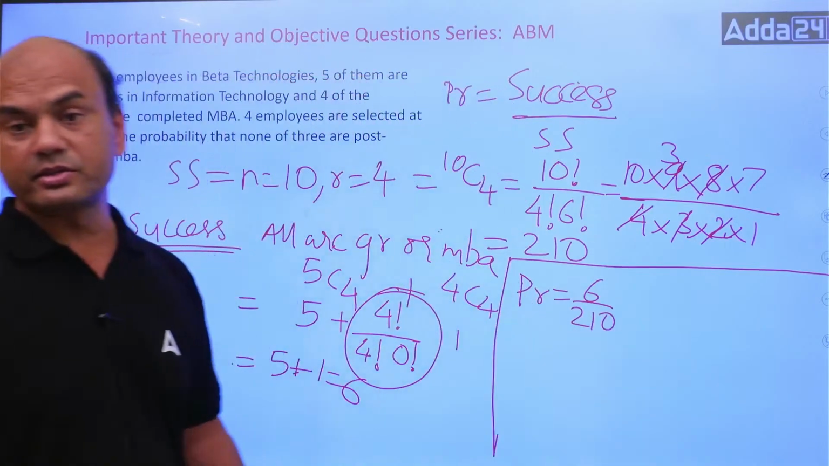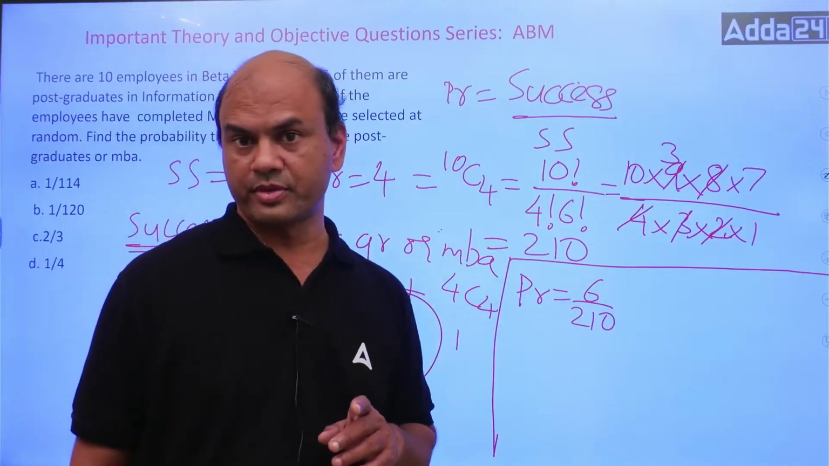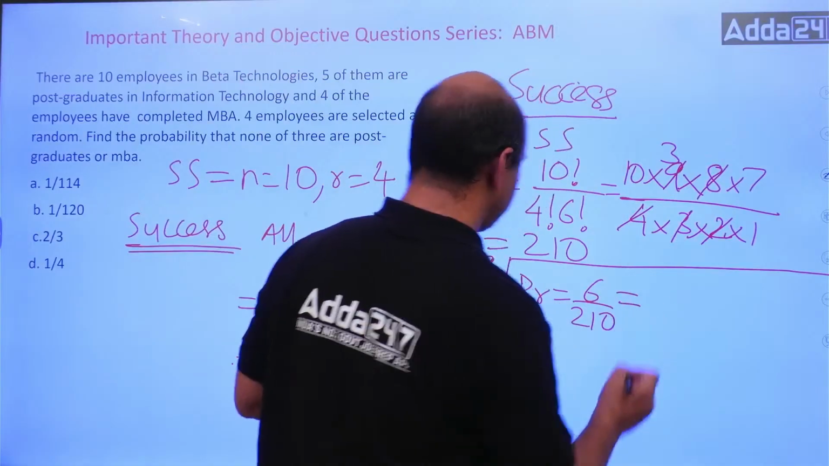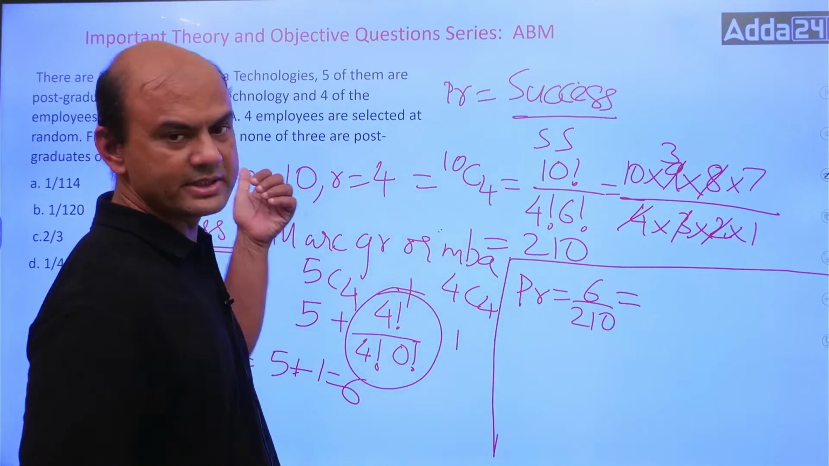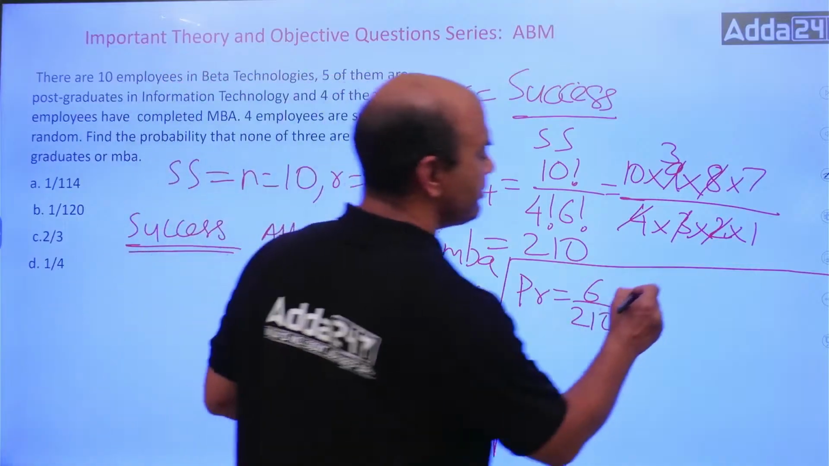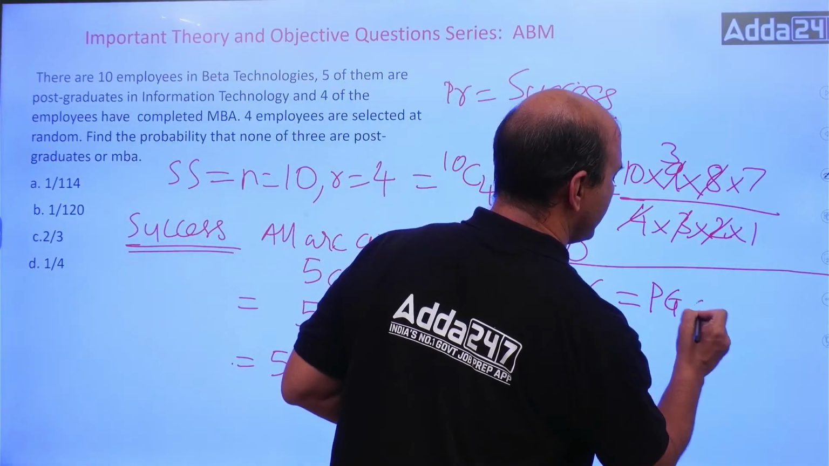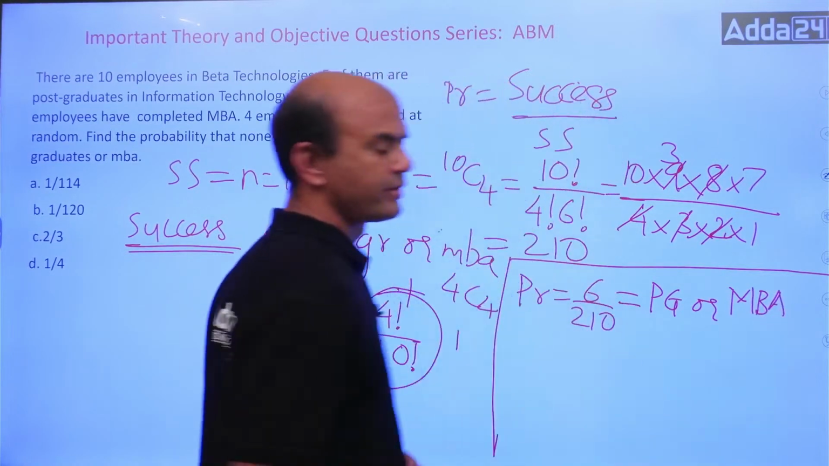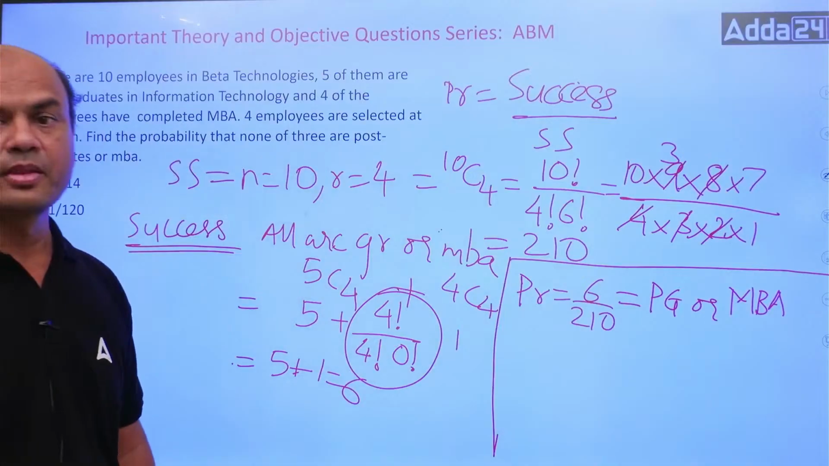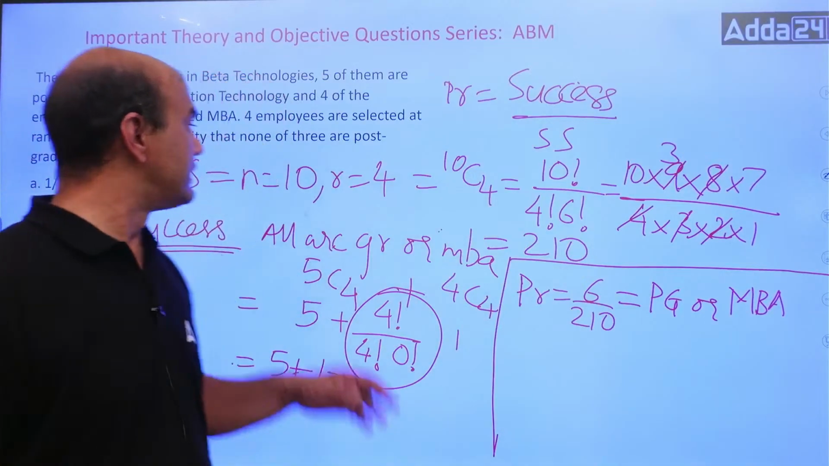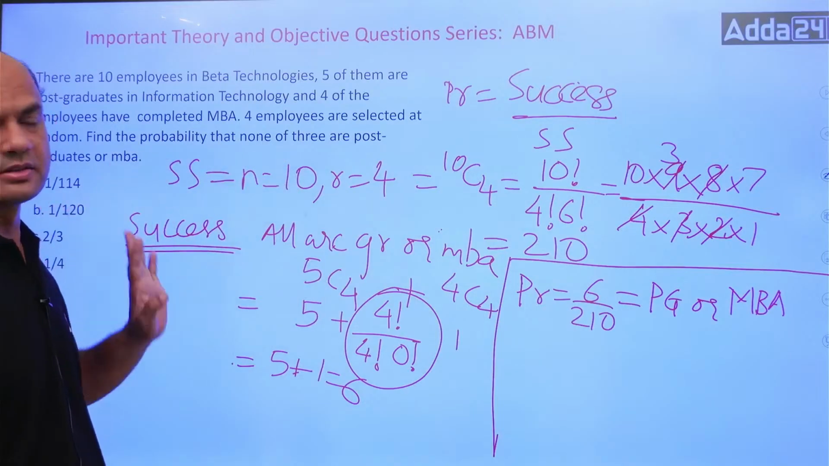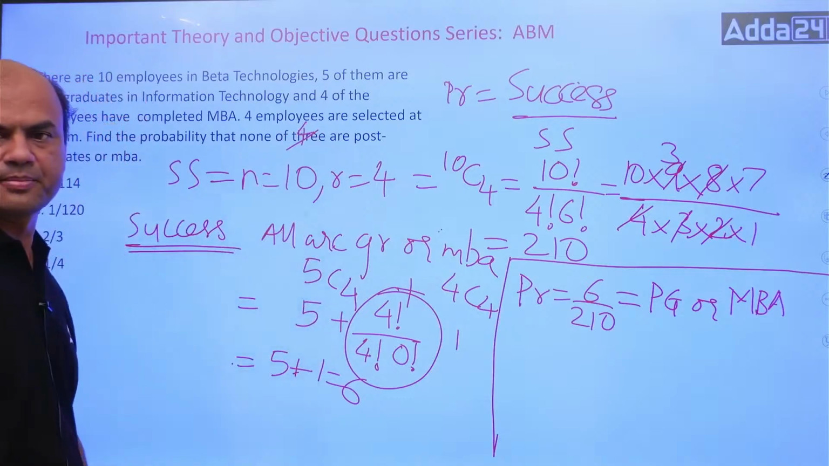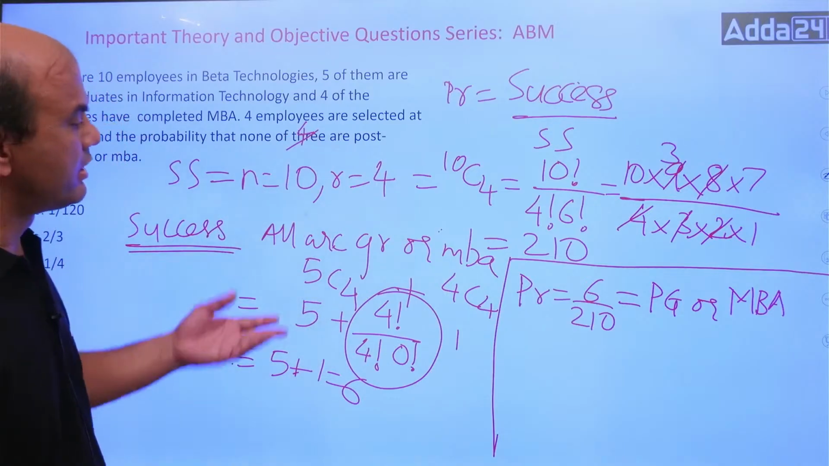But this probability is not the one which you require. What is this? They are either graduates, PGs or MBA. So PG or MBA. This is the probability which you have got right now. But do you want this? You want the reverse one. You want neither of them. None of them are these. None of the 4 are PG or MBA.